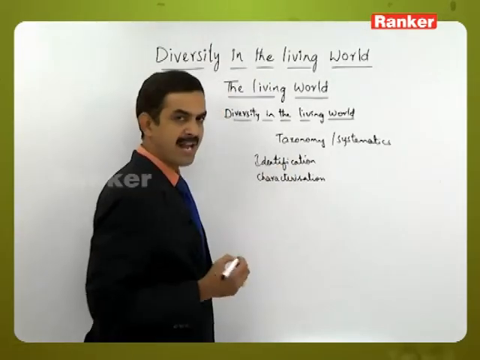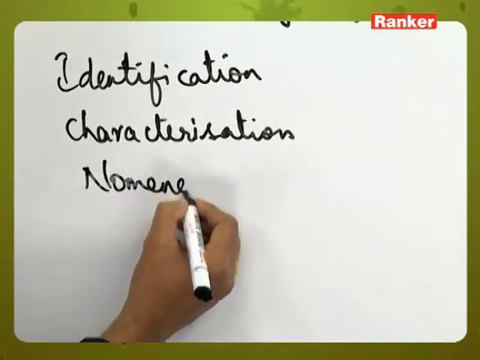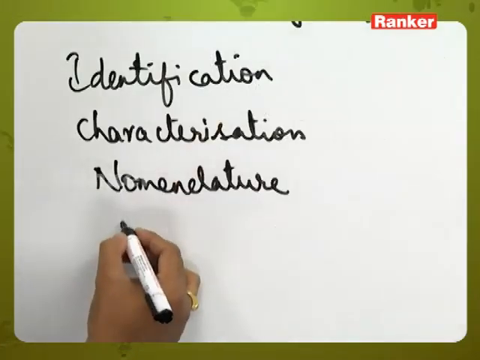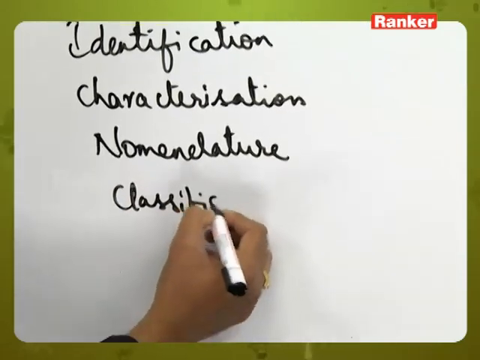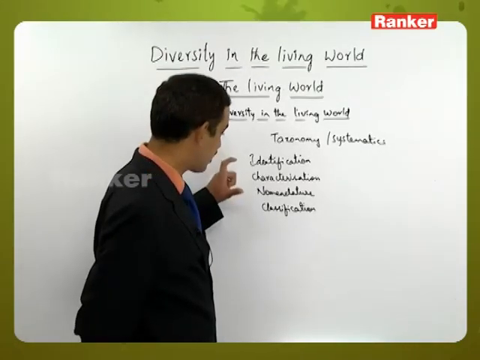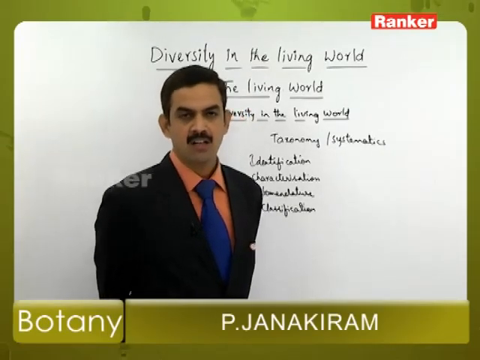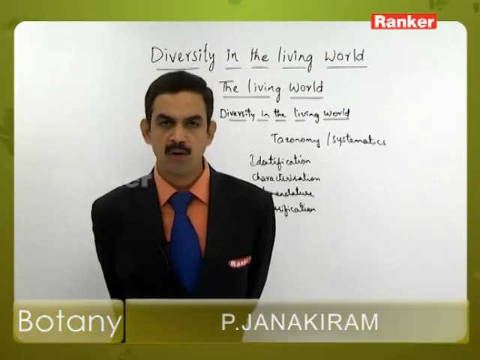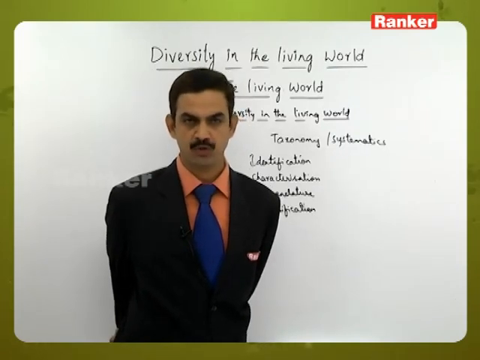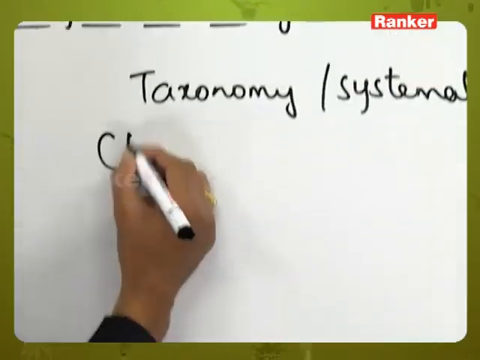And whenever we identify a plant or an animal, we prefer to give some name to it, which we call nomenclature. And after giving some name to it, it is kept in a particular group or category, which we call classification. So these are the four basic aspects present in taxonomy, where we can differentiate the group of plants or animals based on the differences and place them into different groups or categories. So let us start with the first one, characterization.